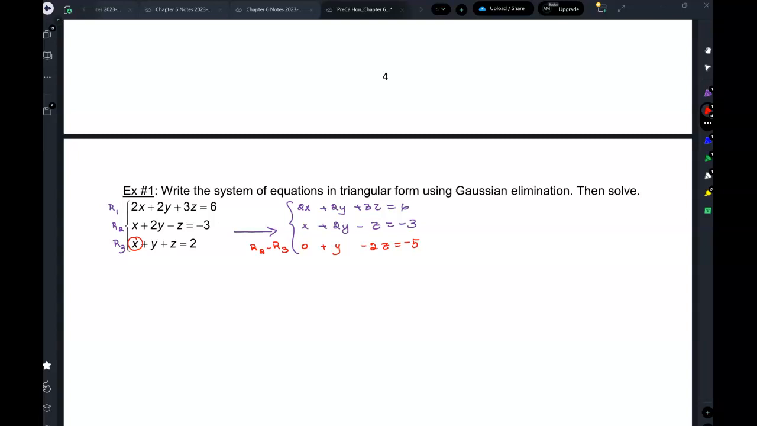Okay? Now, what's the next one I want to get rid of? This x right above it. Okay?